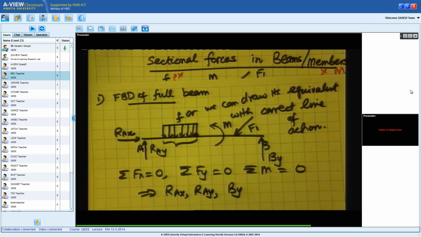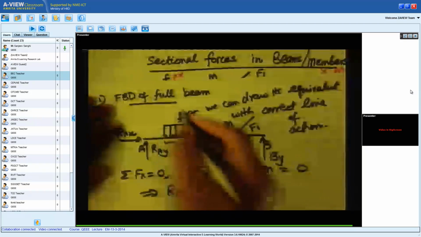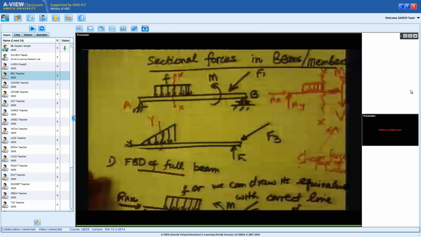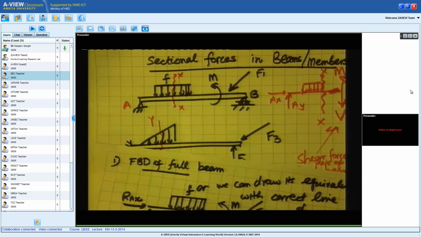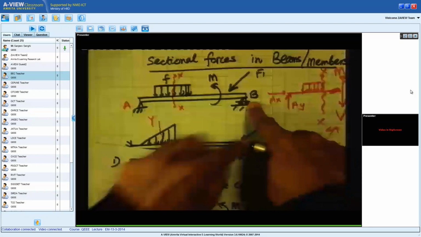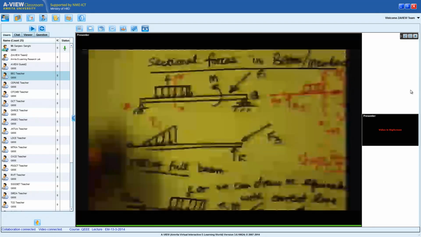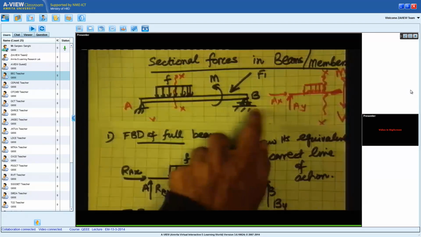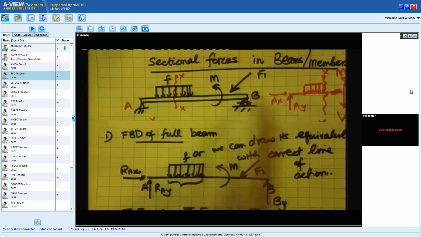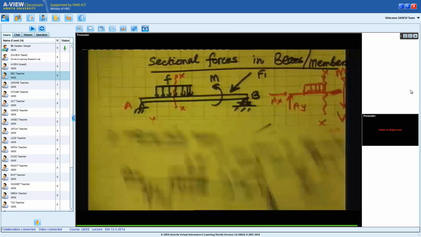When I solve this, I will get these answers. Now this is not the aim of my solution. My solution says that I have to find shear force and bending moment at the section XX. But for that you will realize I need to know the reactions at A or the reactions at B. I don't need to know both. So either I will find reactions at A or the reactions at B. Let us say I use the reactions at A.